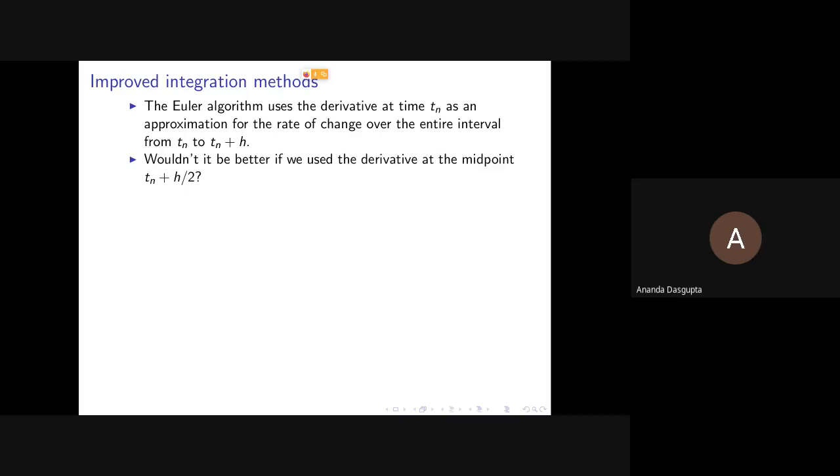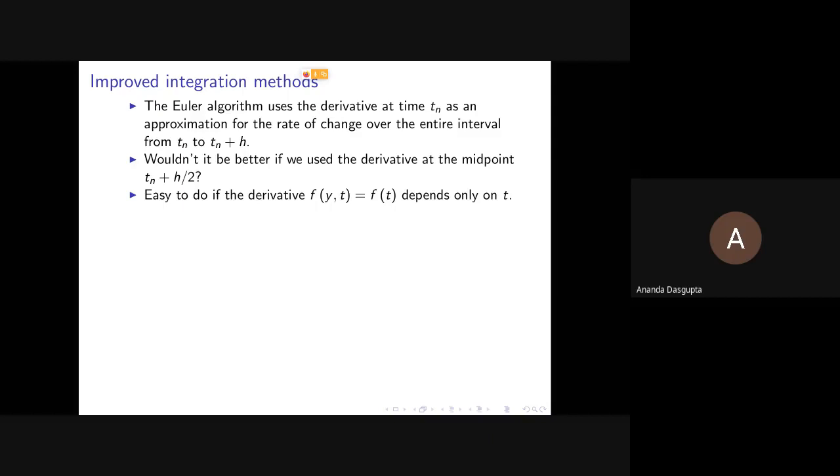Wouldn't it be better if we use the derivative at the midpoint instead of using the derivative at the beginning? So at tn plus h by 2. Remember what our differential equation was? It was dy/dt is a function of y and t. Now, if the function of y and t depended only on t and not on y, then this would be a trivial thing to do. It would be easy. All you do is put in tn plus h by 2 in the function, and you get the answer. Clear?